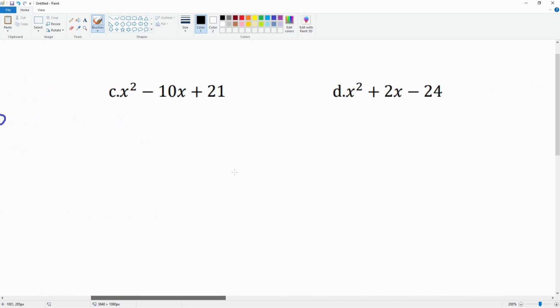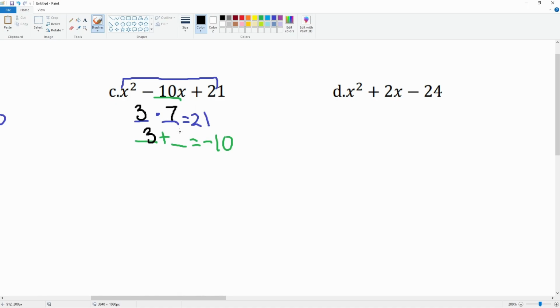Let's now look at C. We're going to find two numbers here that multiply to make positive 21 and add up to this middle term of negative 10. The two numbers here are, let's say, 1 and 21, no. 2, nope. 3 and 7, yes. 3 and 7. But when you add them, they have to be negative, so these two numbers are both negatives.